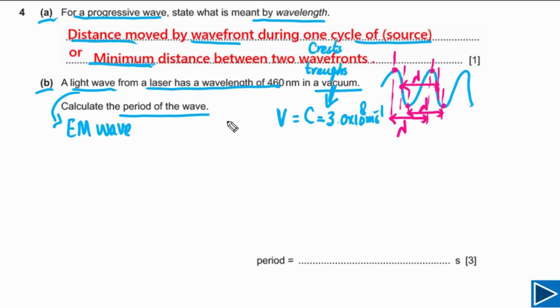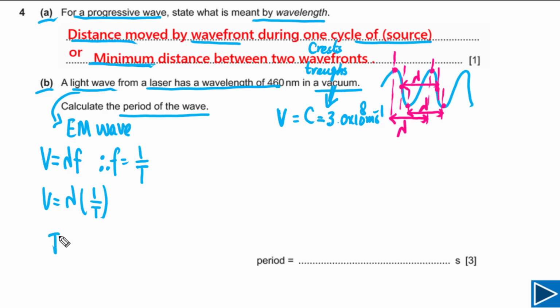Now we have speed and we have lambda. So we can simply say v is equal to lambda times f. f is the frequency, and the frequency is equal to 1 over T. So simply we can say v is equal to lambda over T, or lambda multiplied with 1 over T. And from here we can rearrange. So the time period T will be equal to lambda over v.